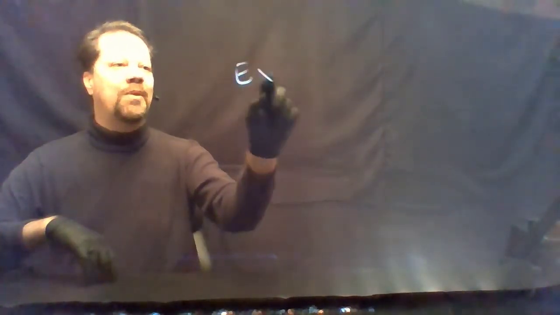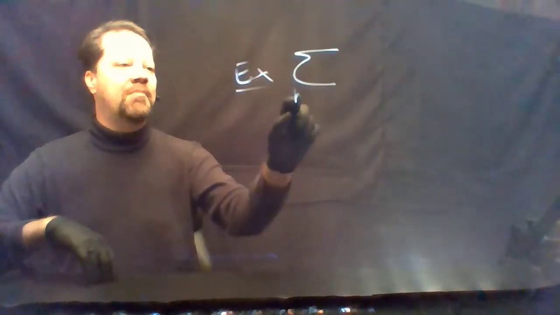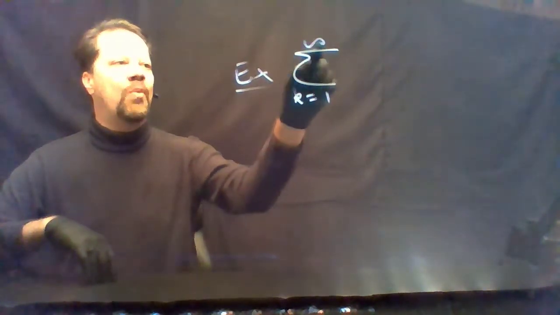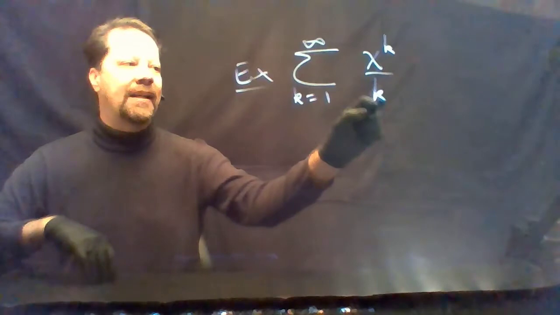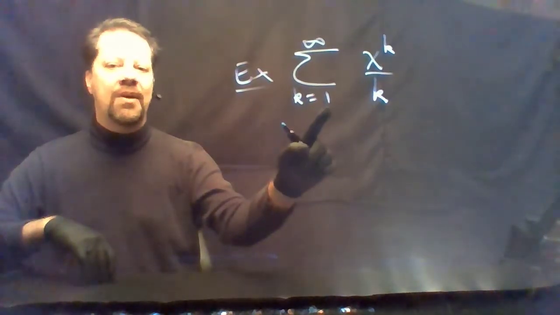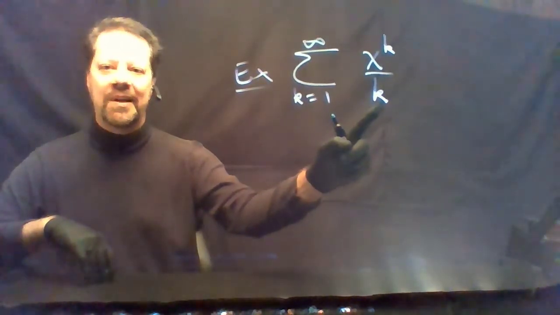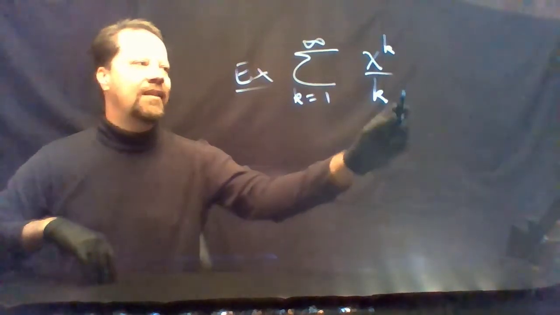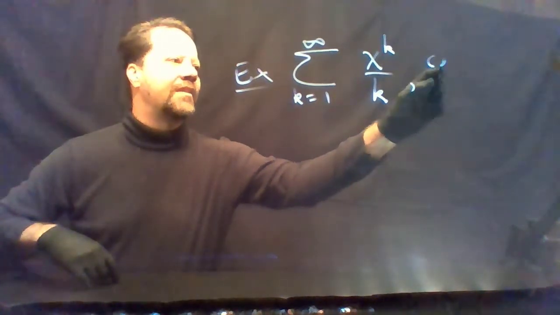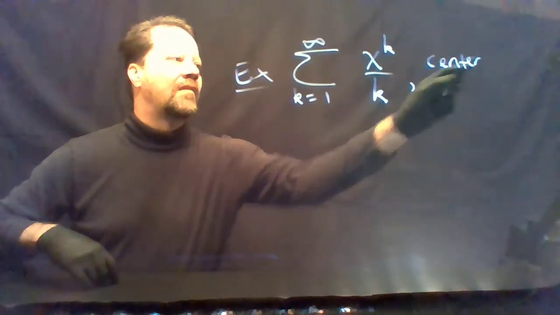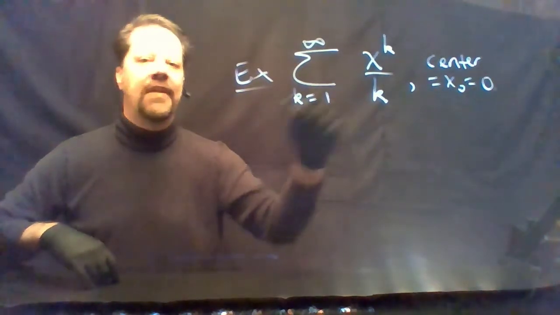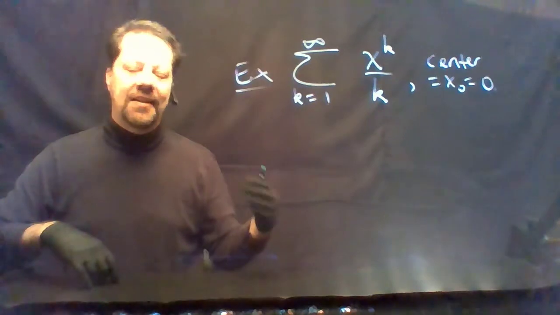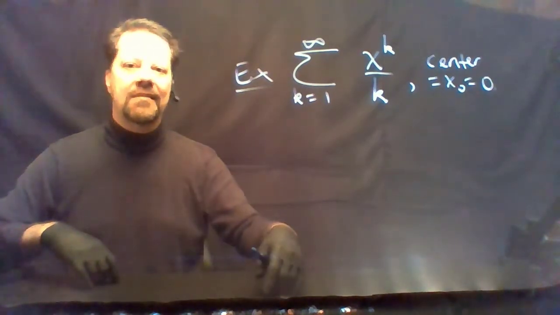For example, suppose I have the sum as k goes from 1 to infinity of x to the k divided by k. I'm starting at 1 here to avoid division by 0. In this case, the center is 0. You have nothing subtracted from x, and so nothing is where the center is.